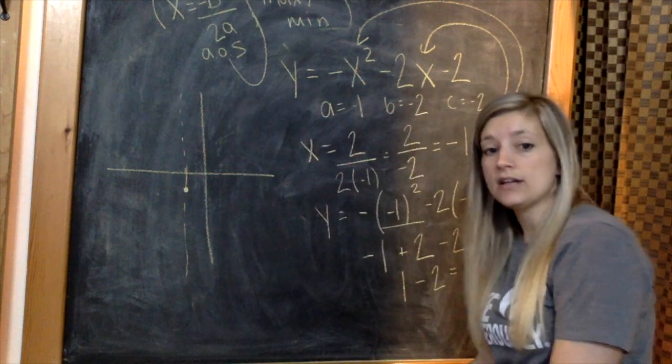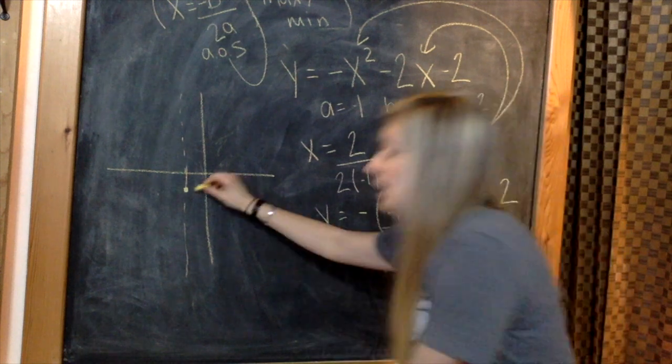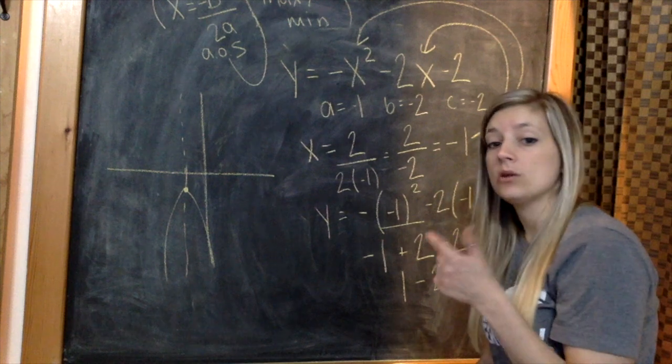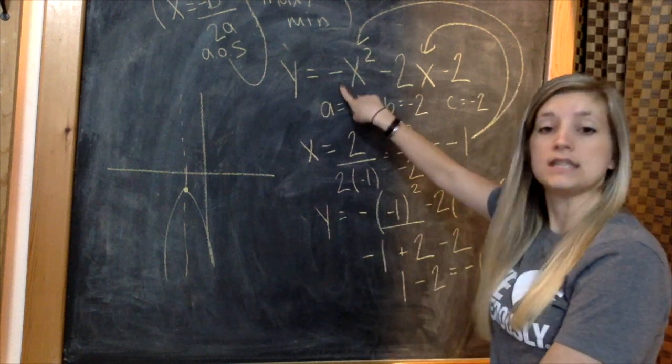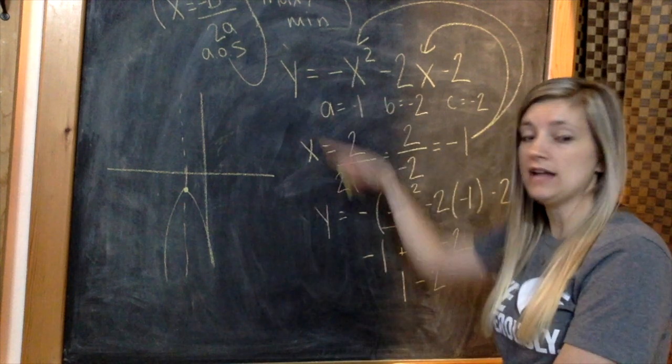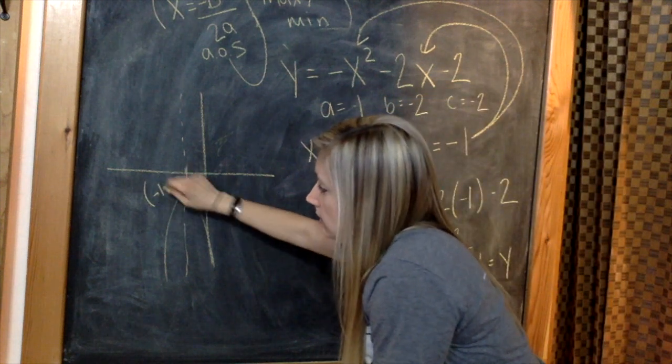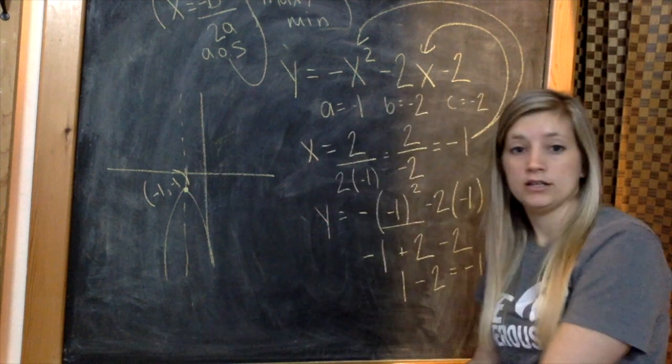Okay, so we figured out that our parabola is going to top out right there. Okay, again, we know that it's a max because that's a negative, which means it's concave down, which means we have the top. So our vertex is negative 1, negative 1.